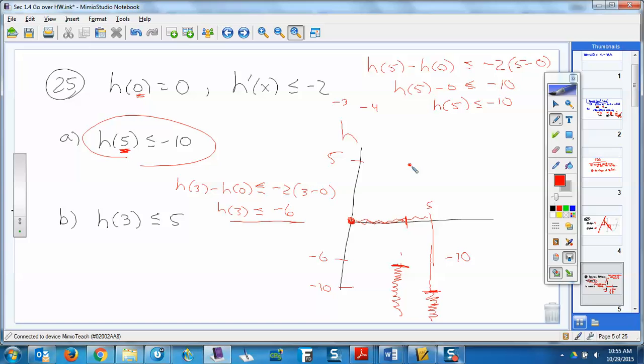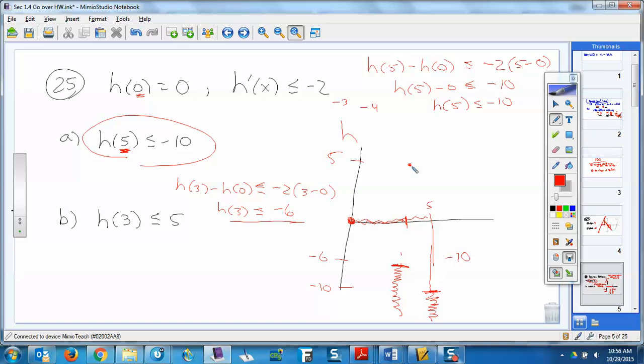Yes. The way I went about it is, if it is at 3 and 5, it has to have a positive slope from the origin, right? And if the slope is less than or equal to negative 2, then by definition, the slope can't be positive. Therefore, h of 3 is less than or equal to 5 is true. Yeah, that's one way you can work it. Yep, Macy.